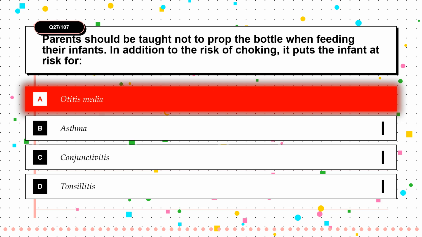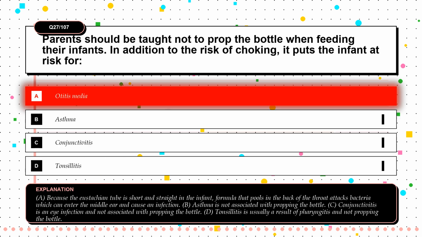The correct answer is option A. Otitis media. Because the eustachian tube is short and straight in the infant, formula that pools in the back of the throat attracts bacteria which can enter the middle ear and cause an infection. B. Asthma is not associated with propping the bottle. C. Conjunctivitis is an eye infection and not associated with propping the bottle. D. Tonsillitis is usually a result of pharyngitis and not propping the bottle.